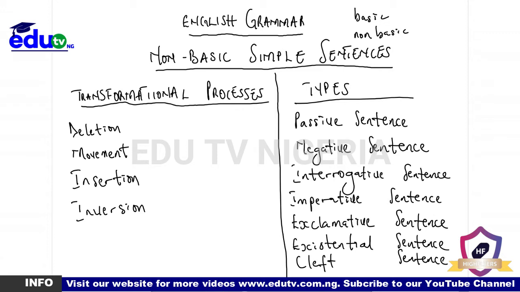So in the subsequent videos we would be discussing each of these types of non-basic simple sentences. So watch out for our next video on the passive sentence, on the negative sentence, on the interrogative sentence, on the imperative sentence, on the exclamative sentence, on the existential sentence, and on the cleft sentence. Now let me make a particular correction here. We may not necessarily talk about the existential and the cleft sentence yet, because these are for advanced learning of the English grammar. So don't forget that the topic for today is what again?